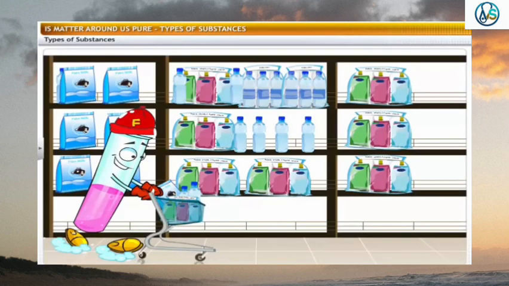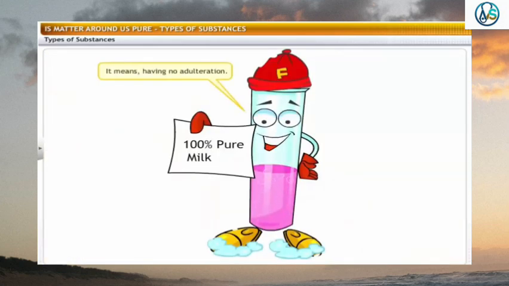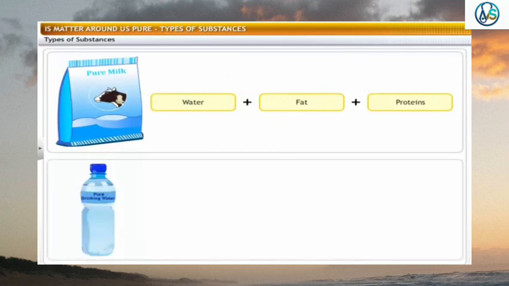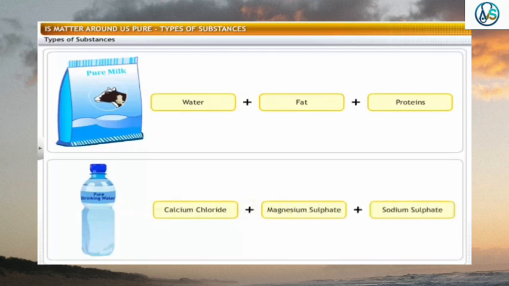You might have observed the word pure written on the packing of consumables like milk, mineral water, fruit juice, etc. What does the word pure mean to you? It means having no adulteration. That's right, but for a chemist, none of these substances are pure. For example, milk is a mixture of water, fat, and proteins. Mineral water, according to the label, has calcium chloride, magnesium sulfate, and sodium sulfate. If it were really pure water, in the scientific meaning of the word, it should contain only water molecules.